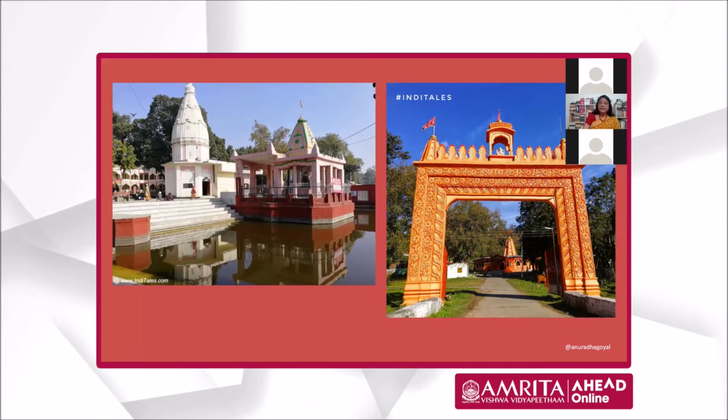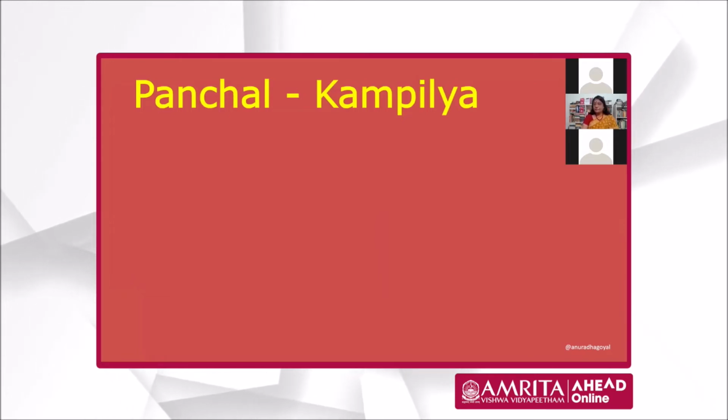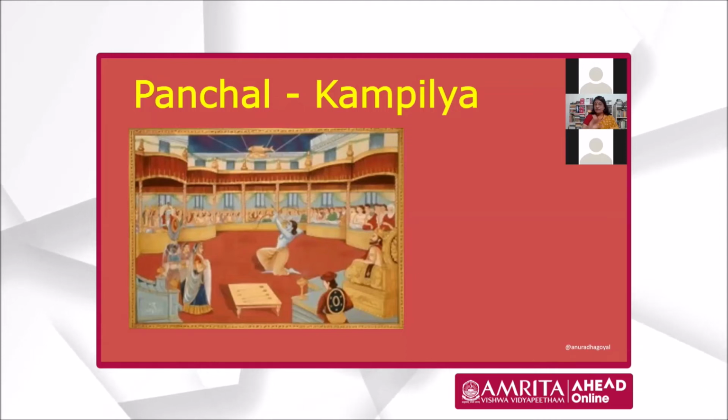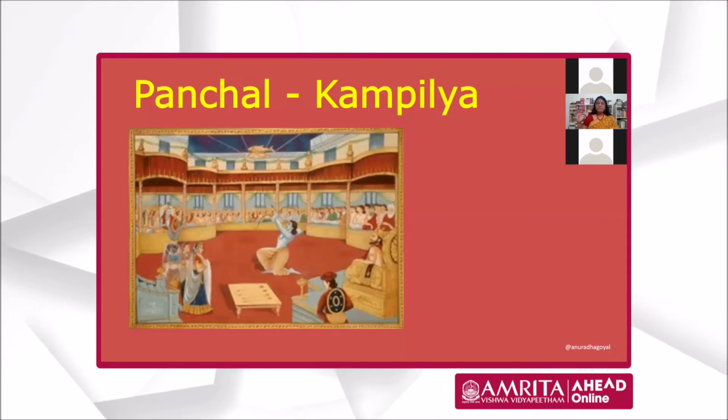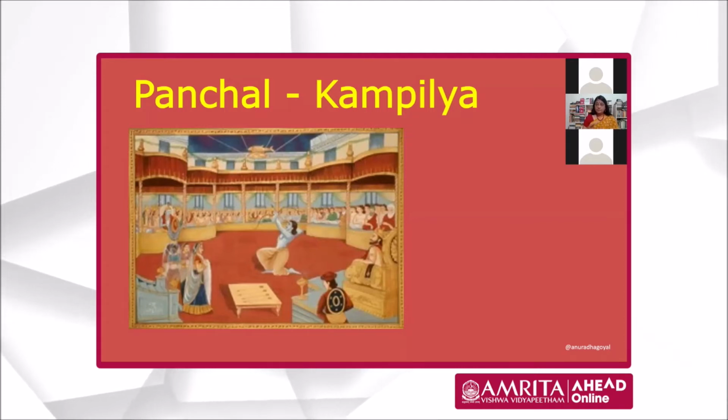With this, we move on to the next location, which is the Panchal or the Kampilya. We know that Draupadi came from Panchal. Panchal was one of the major Janpadas, and Kampilya was its capital. This is the place where Draupadi's Swayamvar took place. We all know the story. Physically, this is somewhere in western Uttar Pradesh, about 150 kilometers from Lucknow or from Agra. And today it is in a district called Farrukhabad.